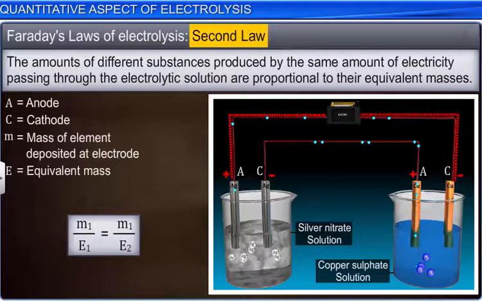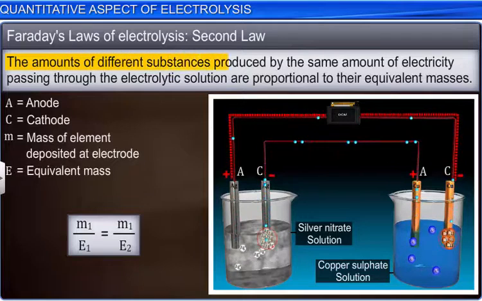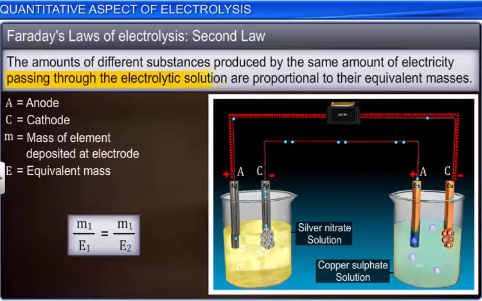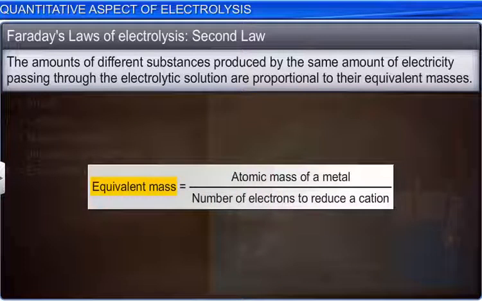Faraday's second law states that the amounts of different substances produced by the same amount of electricity passing through the electrolytic solution are proportional to their equivalent masses. Equivalent mass can be calculated by dividing the atomic mass of a metal by the number of electrons needed to reduce a cation.